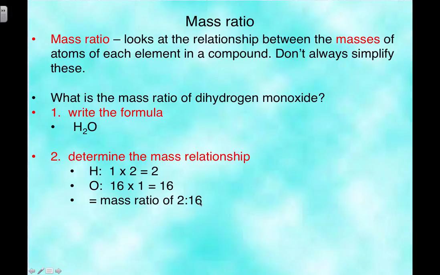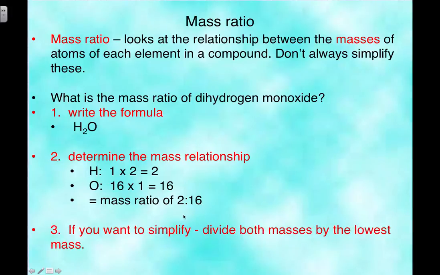Now, we can simplify this by dividing both sides by 2, and we find that in a water molecule, the amount of oxygen by mass is 8 times greater than the amount of hydrogen. And again, why do you care? Well, later on you'll see why you care. But learning it step by step is the best way to go.